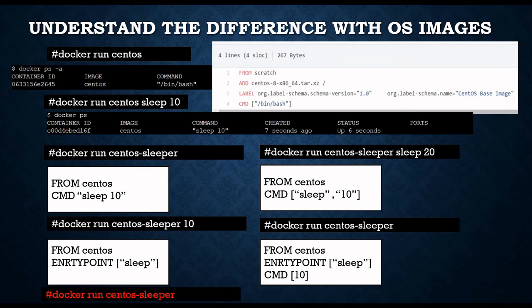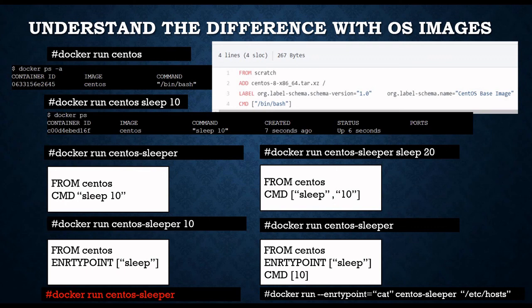Now if you want to change the Entrypoint parameter at runtime, what will be the command for that? Here is the command: docker run --entrypoint. You can even replace the sleep with the cat command. Next is sleep, then centos-sleeper, that is the image, and instead of the CMD 10 we are overriding it with /etc/hosts. That's how we can build the Docker image much more efficiently.